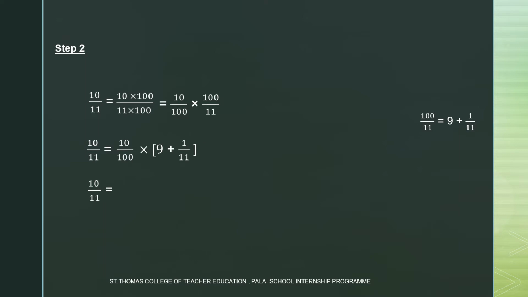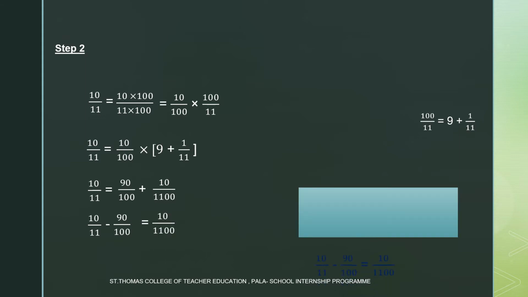And so, on applying distributive property, we get 90 by 100 plus 10 by 1100. Bringing 90 by 100 to LHS and on rearranging, we get the second equation as 10 by 11 minus 90 by 100 equal to 10 by 1100 and we consider it as equation number 2. Now, coming to step 3.